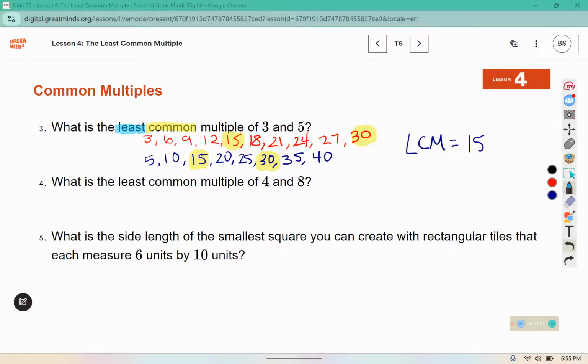Now let's do the same for 4 and 8. Writing out multiples of 4. 4, 8, 12, 16, 20, 24, 28, 32. Now we will list out our multiples of 8.